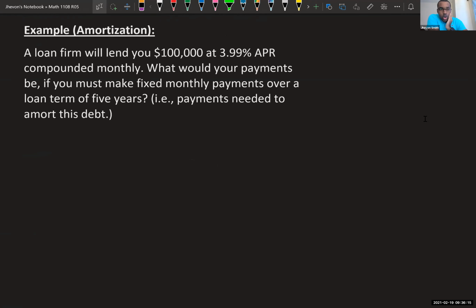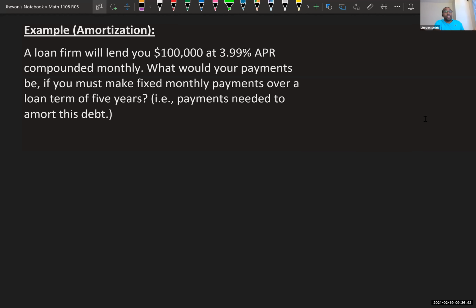So this is a loan example. A loan firm will lend you $100,000 at 3.99% APR compounded monthly. What would your payments be if you have to make fixed monthly payments over a loan term of 5 years? So situations, whatever. Maybe you want to start a new business. You never heard of GoFundMe. You're like, I need $100,000 startup capital. Your uncle won't help you out. Your mom won't help you out. Your parents won't help you out.